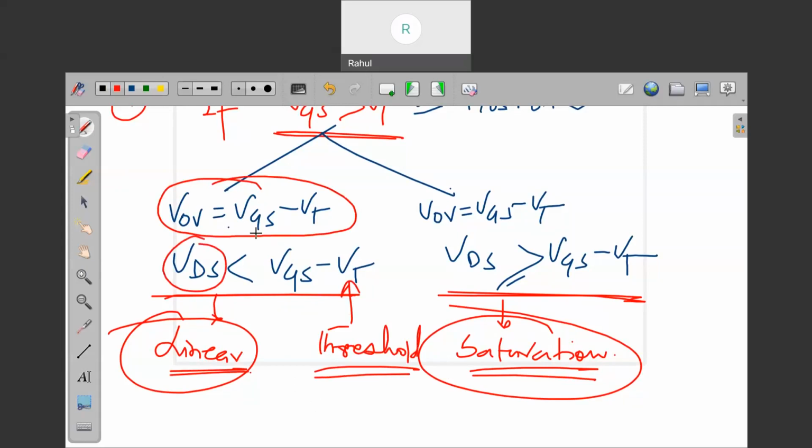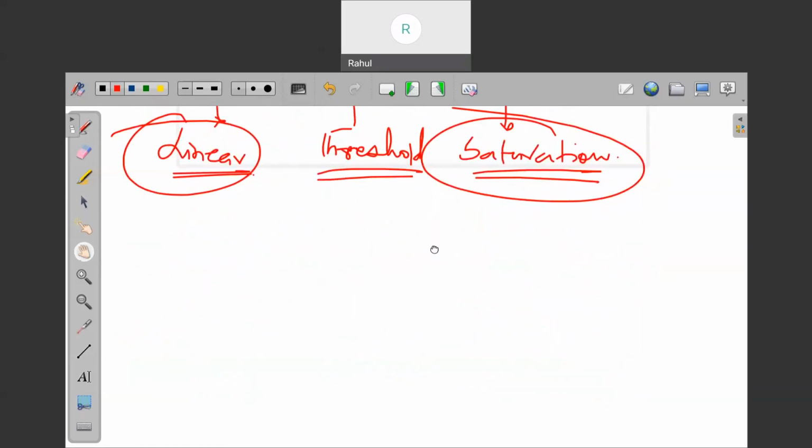You have to compare the difference between VGS minus VT with VDS. If VDS is less than VGS minus VT, then you can say your MOSFET will be in linear region. And if VDS is greater than or equal to VGS minus VT, you can say your MOSFET will be in saturation region. Okay, right. Now, what shall be the current then?